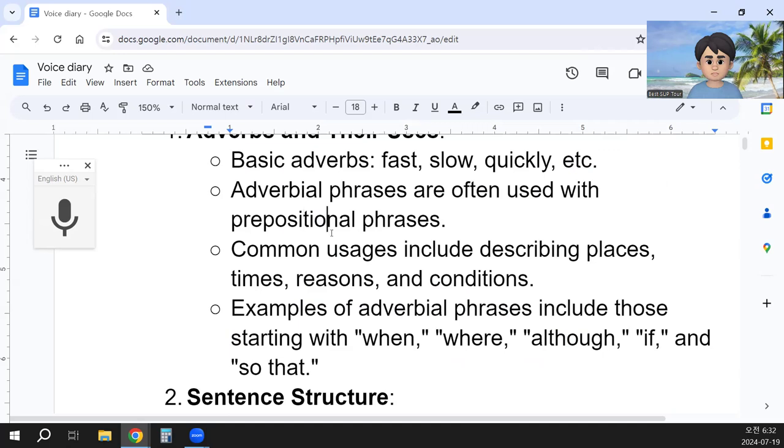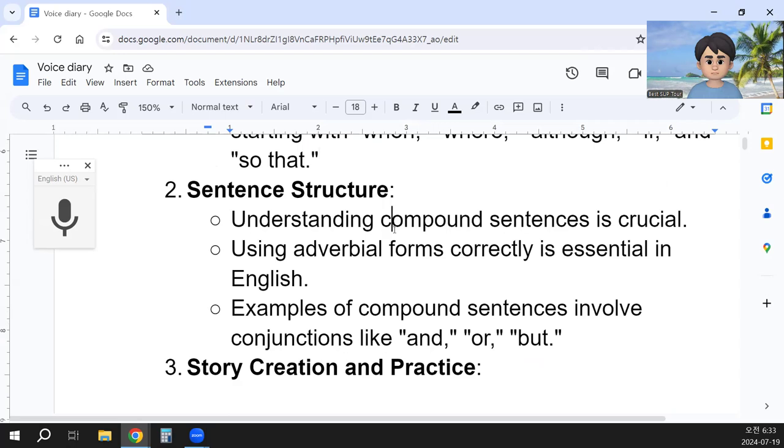Common usage includes describing phrases of time, reason, and conditions. Examples of adverbial phrases include those starting with when, where, although, if, and so that. Sentence structure: understanding compound sentences is crucial. Using the adverbial form correctly is key. An English compound sentence involves conjunctions like and or but.